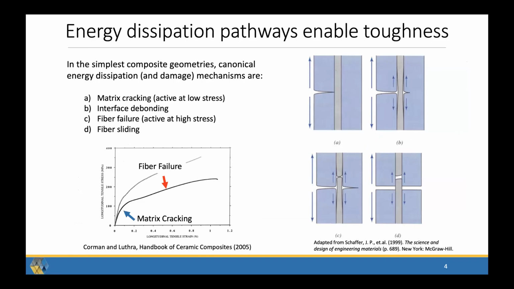So even in a very simple composite geometry like a mini composite, you have a number of deformation mechanisms active. You have matrix cracking, which pops in at low stress. So it's almost like popcorn. These effects are happening like boom, boom, boom, boom, boom.